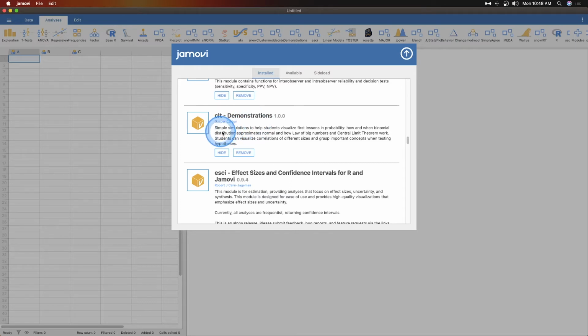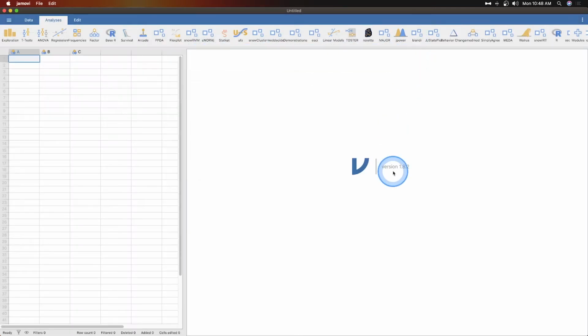Thank you, Gasper. Simple simulations help students visualize first lessons in probability, how the binomial distribution approximates normal, and how the law of large numbers and central limit theorem work. Students can visualize correlations on different sizes and grasp important concepts when testing hypotheses. So if you're using Jamovi in your teaching, you can have your students download it because it's free.